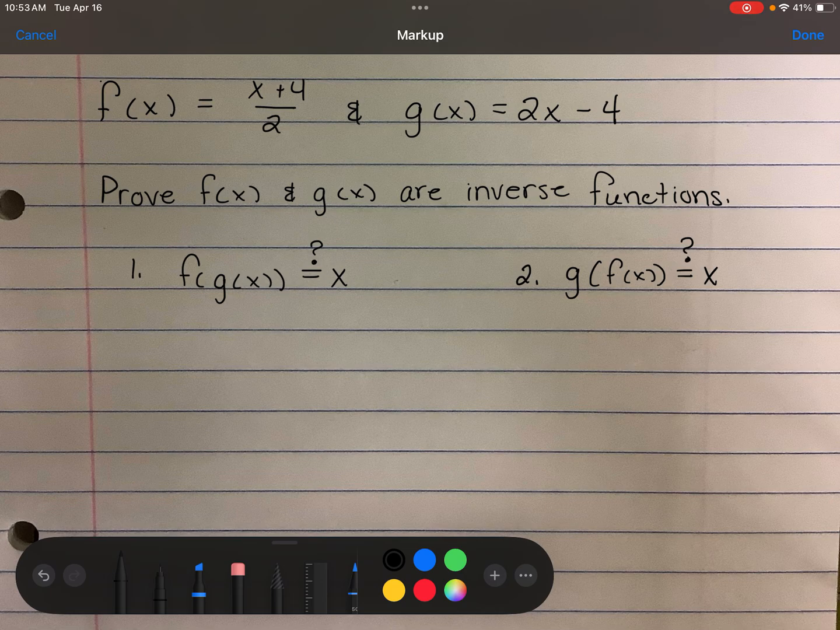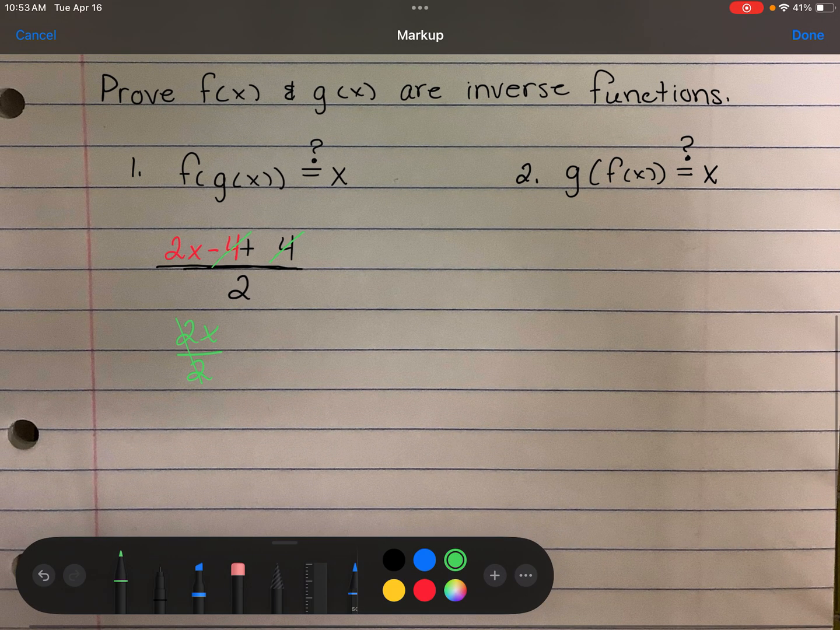All right, so starting with f of g of x. So the f function is x plus 4 over 2. But remember, when you're doing a composition, we're replacing x with the g function, which is 2x minus 4. So now we can go ahead and simplify this expression. The 4's cancel, leaving us with 2x divided by 2. And 2x divided by 2 is 1x, or x, so x does equal x.